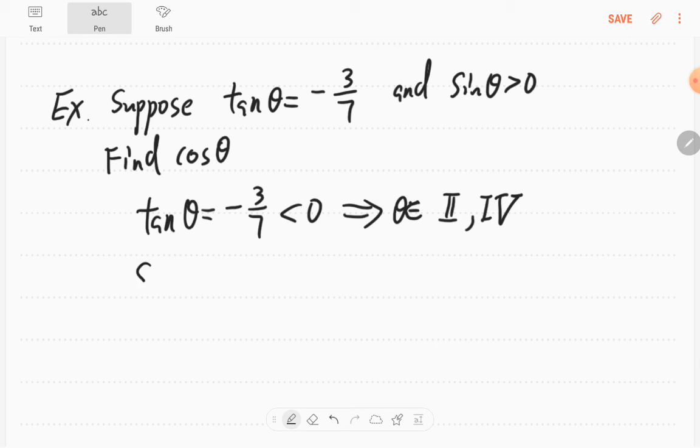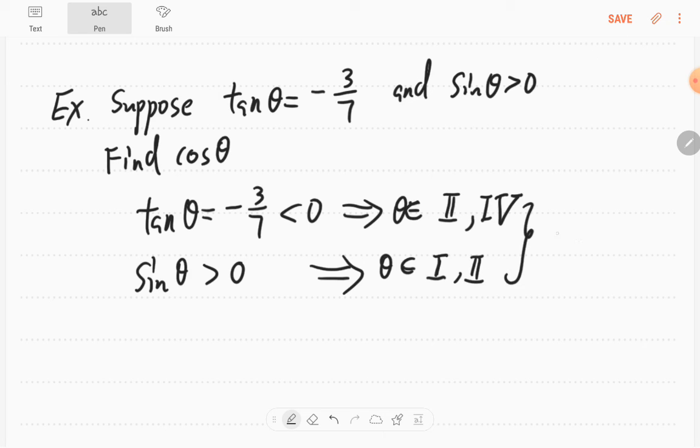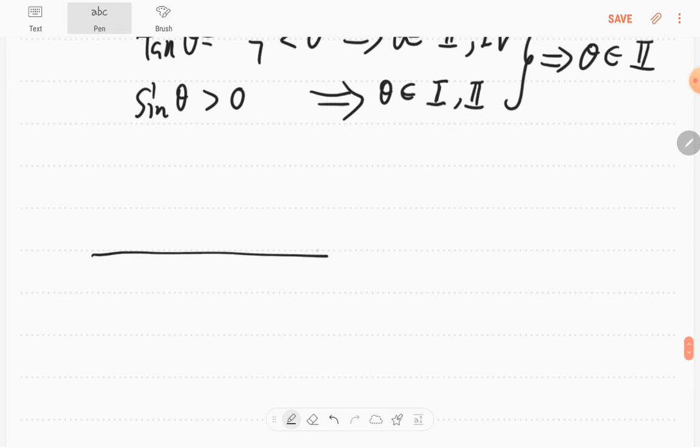And sine theta is positive. It means theta is in the first and the second quadrant. So put together, it means theta is in the second quadrant. So the terminal side is here. Terminal side is here.